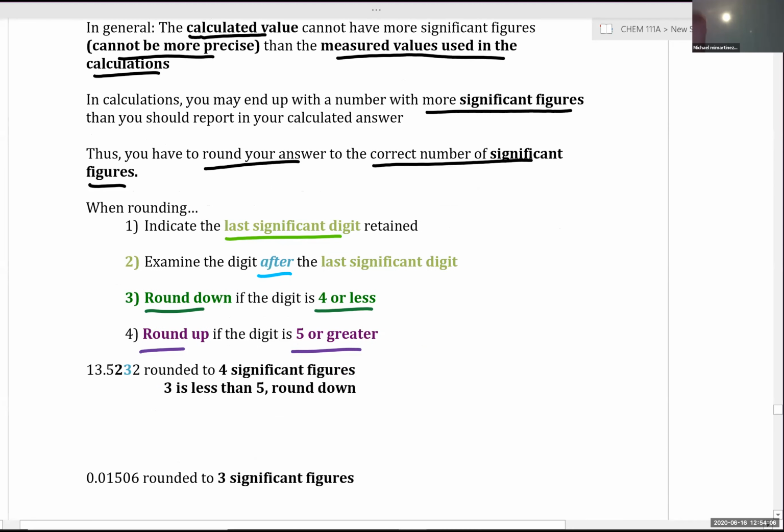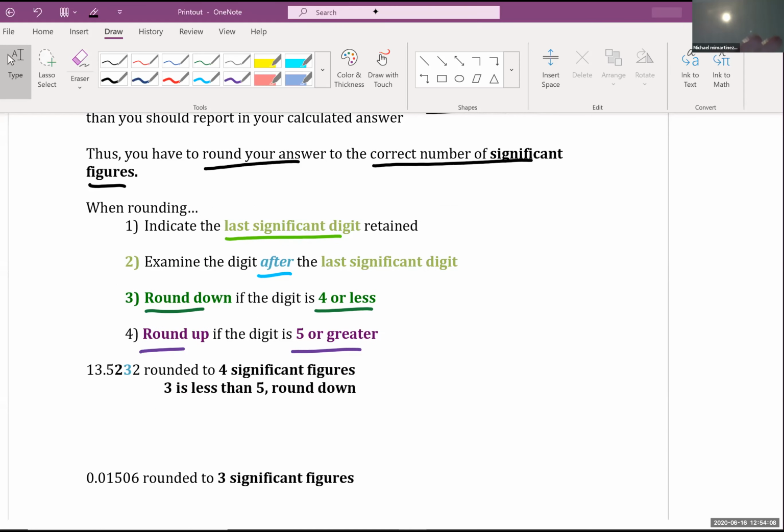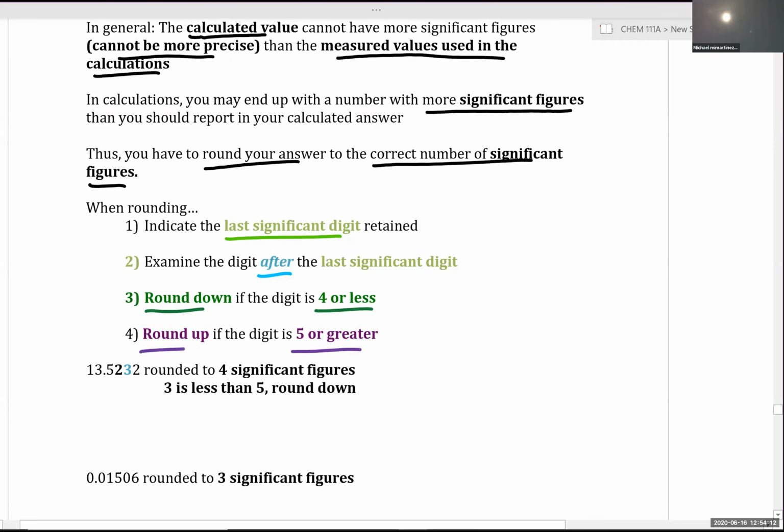So for example, 13.5232 rounded to 4 significant figures. So we look at the 3. 3 is clearly less than 5, so we round down, and that gives us 13.52. So this answer has 4 sig figs as requested.